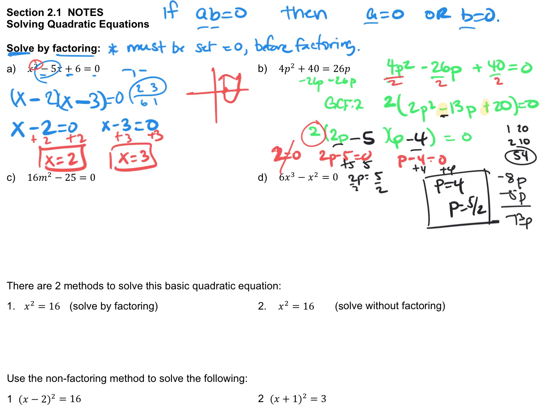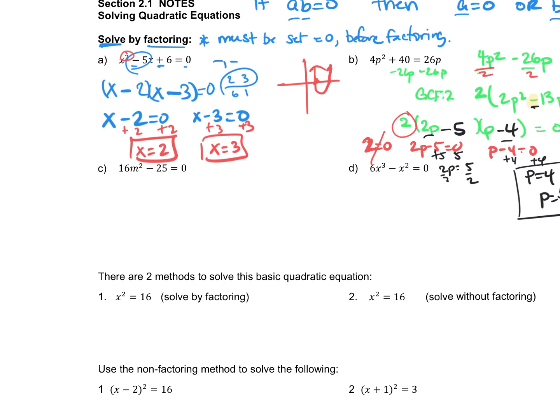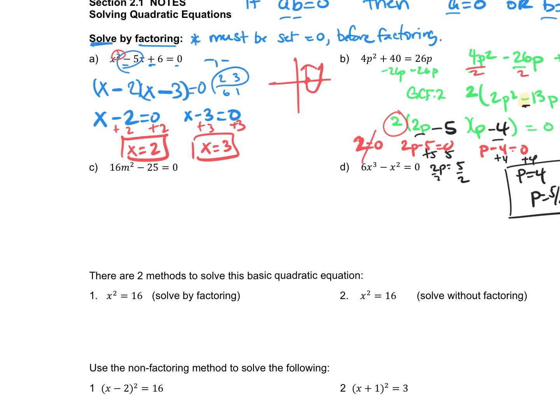Okay, let's look at this next one. This is a difference of squares. So difference of squares has rules and everything. We know that the square root of 16 is 4. This is going to be an m, and the square root of that is 5. So we have 2 of those, and our signs are opposite, so put a plus and a minus. It's set equal to 0.